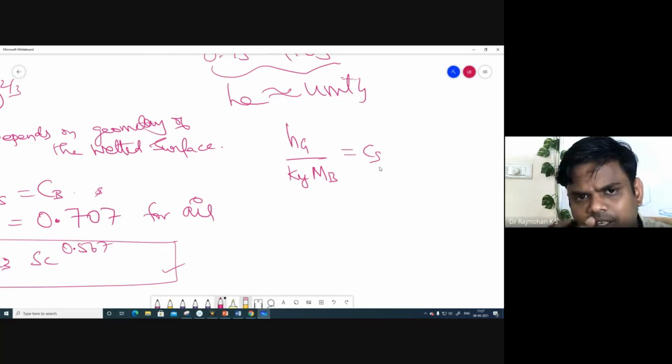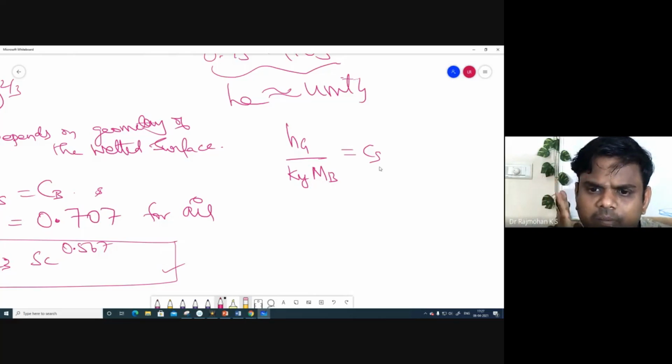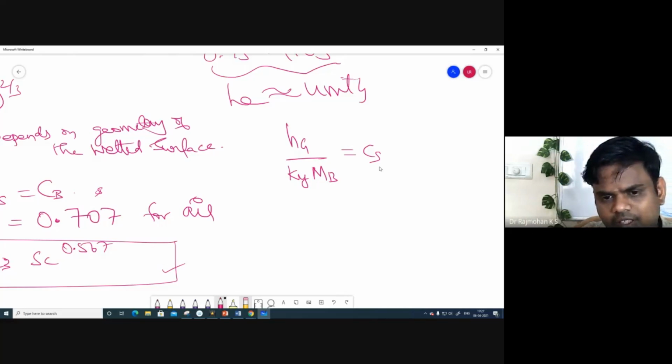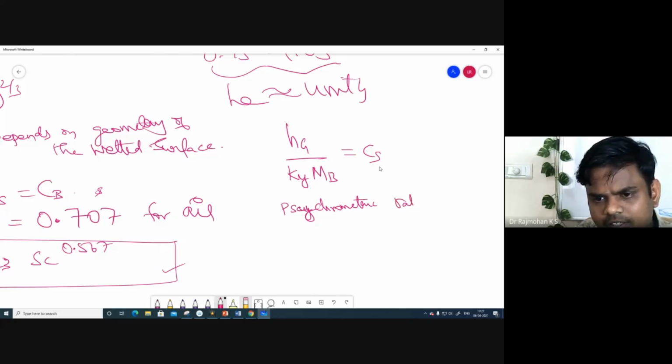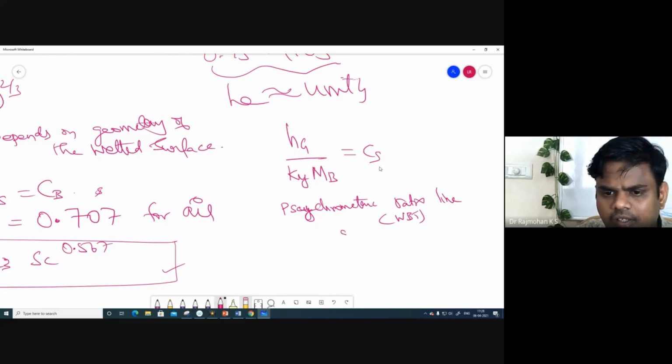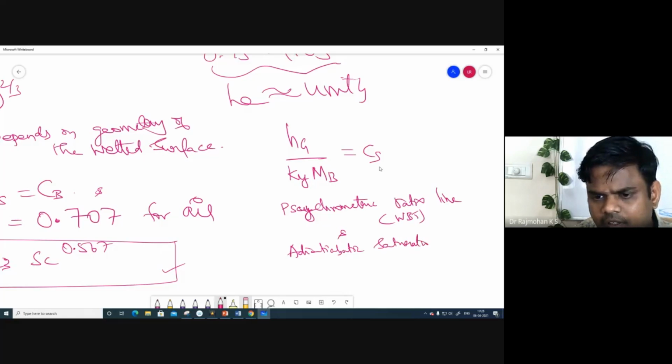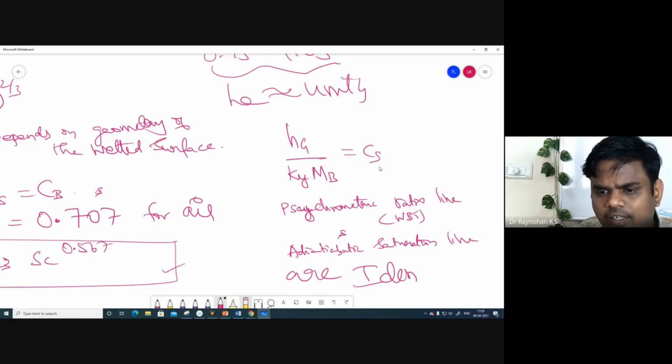That is also the same angle. Then we have the enthalpy lines. So the adiabatic cooling lines and wet bulb temperature lines are identical. You can say the psychrometric ratio lines corresponding to wet bulb temperature and adiabatic saturation lines, these two are identical.